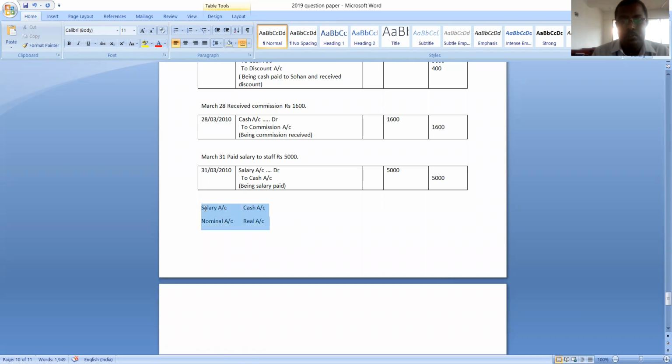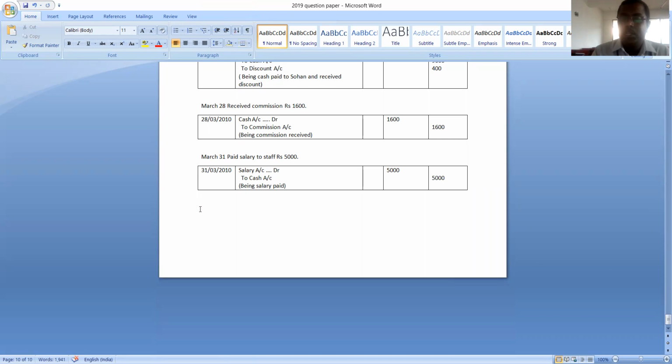This is how we need to pass the journal entries, and we passed almost 12 journal entries in this particular transaction set. After passing all the journal entries, in the last line you have to write total, and make the total of both the debit and credit columns. The totals of the debit column and credit column should be the same. There should not be any difference between debit and credit. It is all about journal.